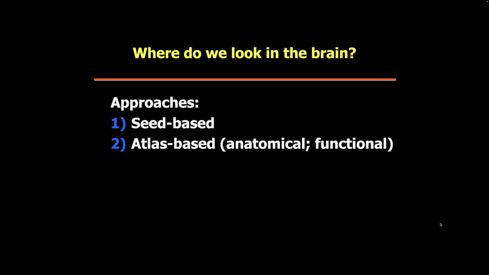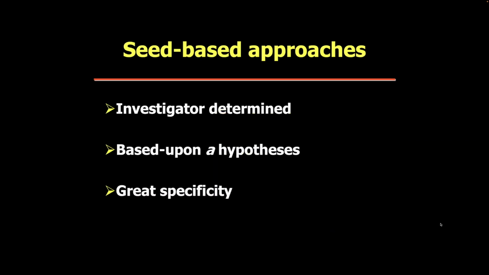The atlas-based approach has the entire brain mapped out, and you get a signal for each of the identified areas in the brain based on that map. And then you can look at how those areas are related to one another. So let's give you examples of each of these.